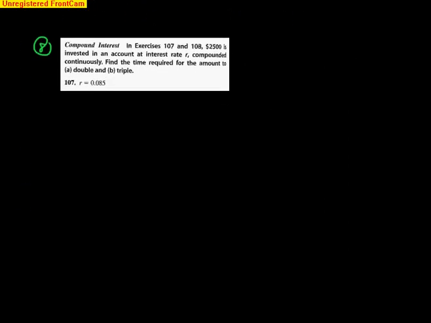Alright, last problem here. It says I am investing $2,500 in an account with the interest rate below, and that's of course 8.5%. I will not give it to you like that, so make sure you know how to go from percent to decimal. And it's compounded continuously. And we're going to see how long it takes for the money to triple.